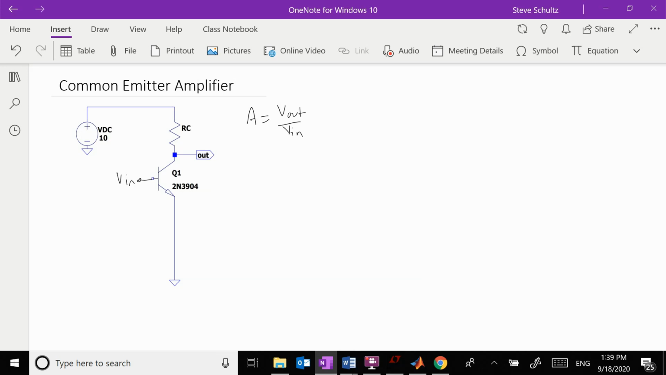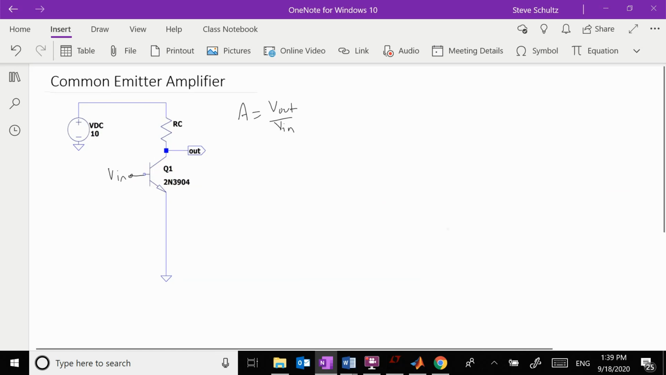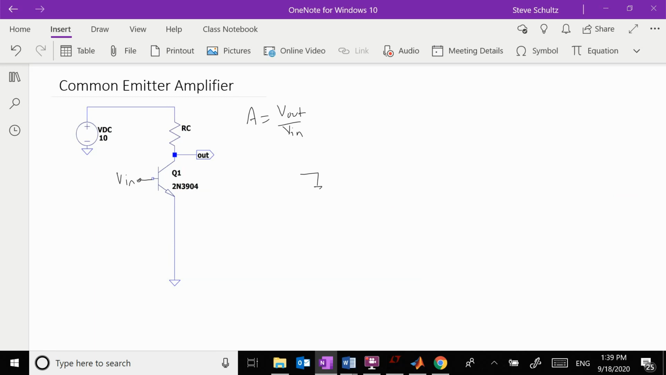In order to solve that circuit, we're going to have to replace the BJT with our small signal model. So we're going to start with the small signal model. It has an R pi, and the voltage across it is V pi. We have a dependent current source, which is gm V pi, and it has an RO in parallel with it. This is my collector, this is my emitter, and this is my base.